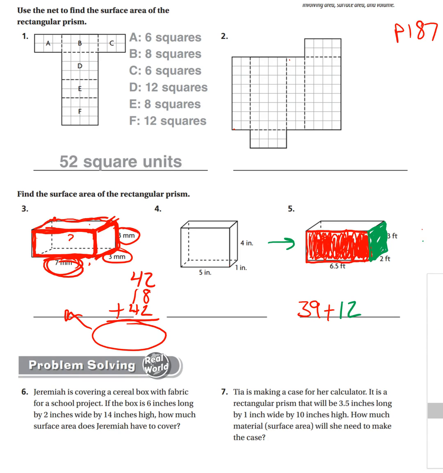And lastly, we have the top now, this rectangle up here. And remember, the top is going to be the same as the bottom. So the top, this line is going to be the same as this line, so it's 6.5. And then this line is going to be the same length as this line down here, so that's times 2.